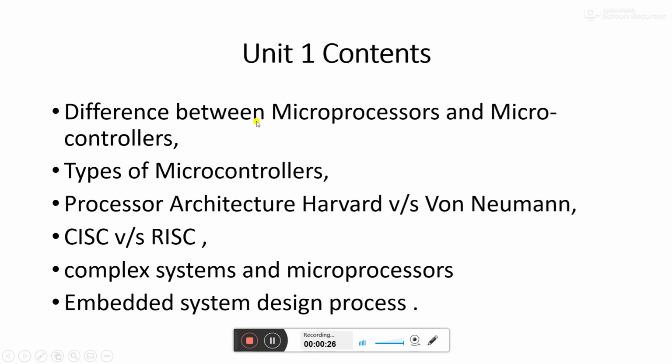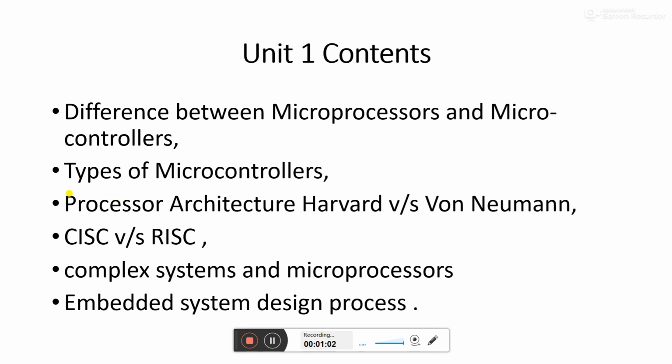In this unit we will learn about the difference between the microprocessor and microcontroller. We will also find what the types of microcontrollers are, and what the processor architectures are. Processor architecture is basically defined in two ways: one is Harvard architecture and one is von Neumann architecture. So only two types of hardware architectures of the processor have been defined, and in the same way the microcontroller architecture is also defined.